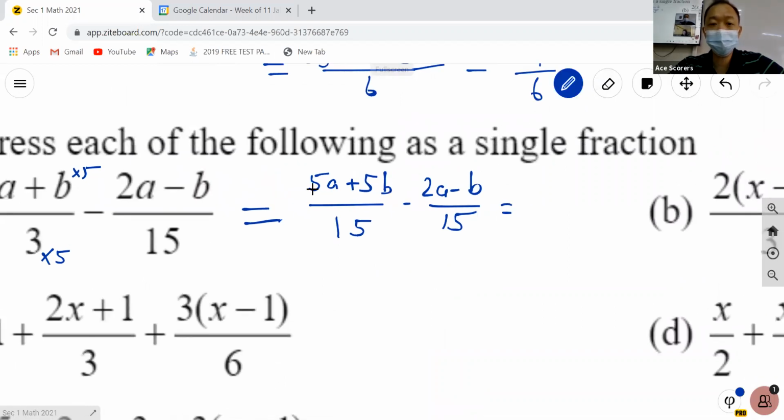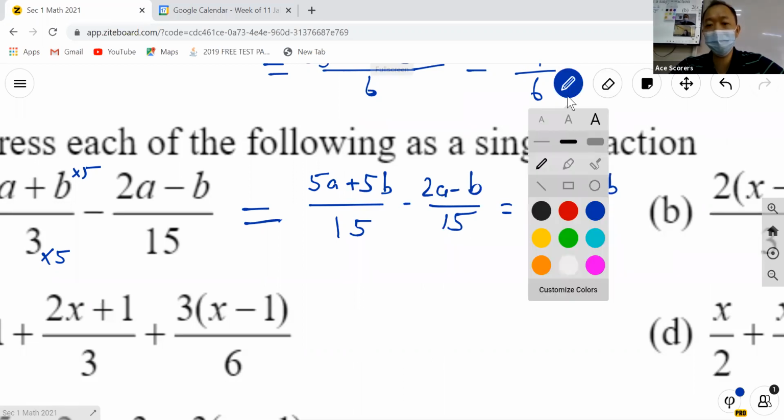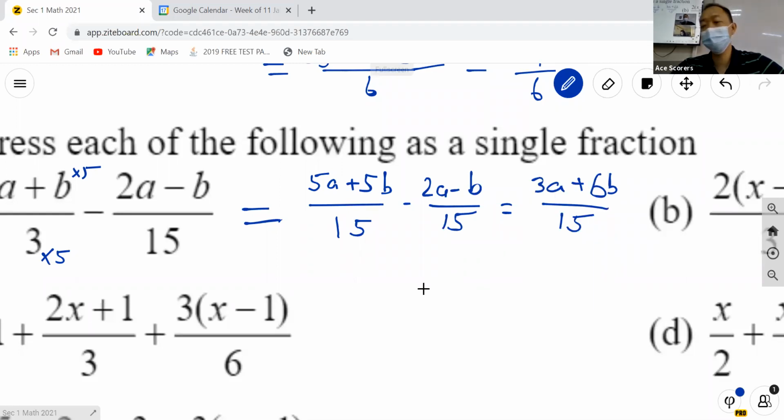Okay, so what do we get? 5a plus 5b minus 2a, so we get 3a, and no, plus 6b. Oh, minus b. Yeah, so once you do enough, you can skip a lot of steps. You'll be very fast on it. People will be wondering, how do you do that? It's because you can see that this rainbow in, this become a plus b. So it's 5b plus b, so we get 6b.